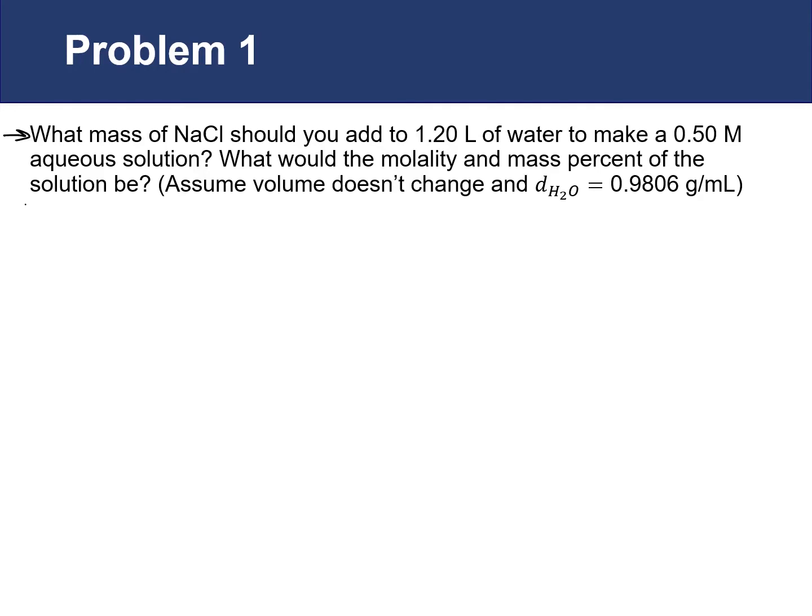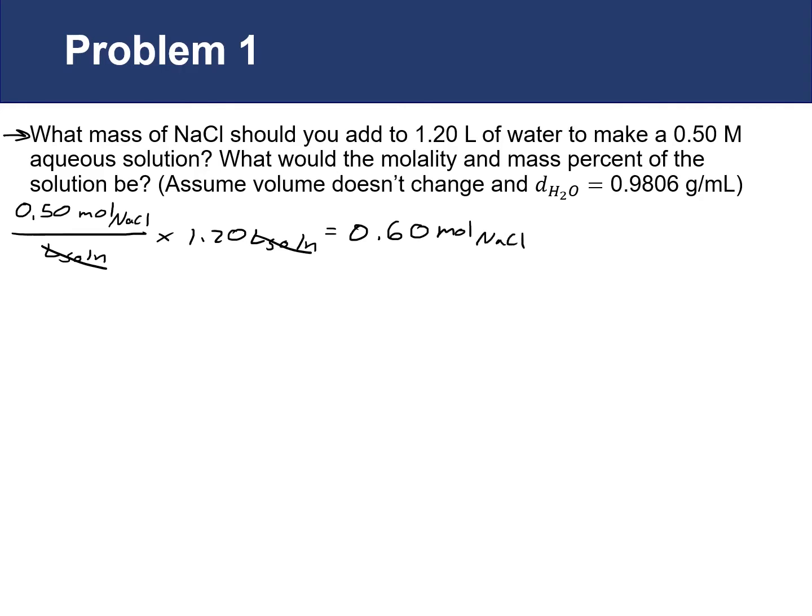So we can take 0.50 moles of NaCl per liter of solution, multiply this by our volume of solution, 1.20 liters. This will give us our number of moles of sodium chloride. This is 0.60 moles of NaCl.